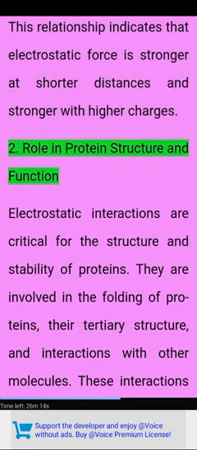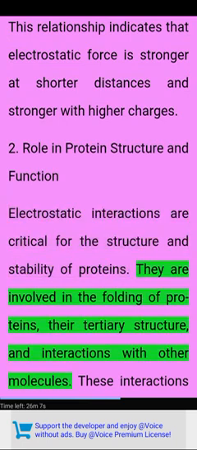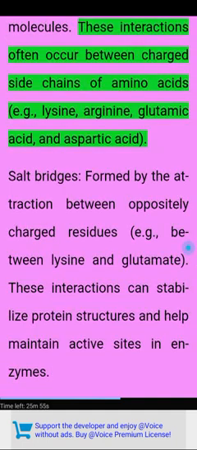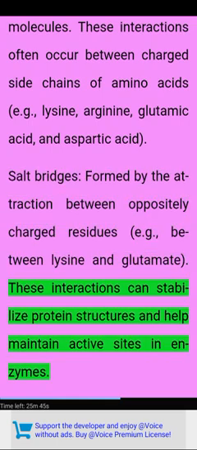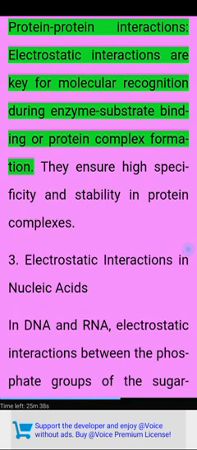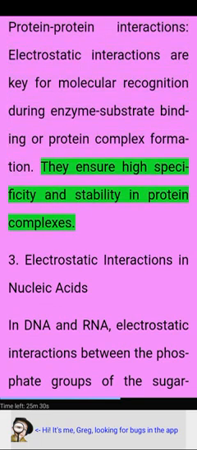2. Role in protein structure and function. Electrostatic interactions are critical for the structure and stability of proteins. They are involved in the folding of proteins, their tertiary structure, and interactions with other molecules. These interactions often occur between charged side chains of amino acids, for example lysine, arginine, glutamic acid, and aspartic acid. Salt bridges, formed by the attraction between oppositely charged residues, for example between lysine and glutamate, can stabilize protein structures and help maintain active sites in enzymes. Protein-protein interactions: electrostatic interactions are key for molecular recognition during enzyme-substrate binding or protein complex formation. They ensure high specificity and stability in protein complexes.